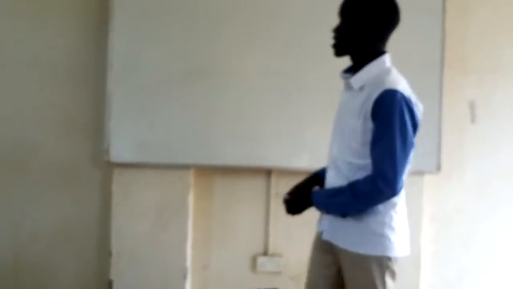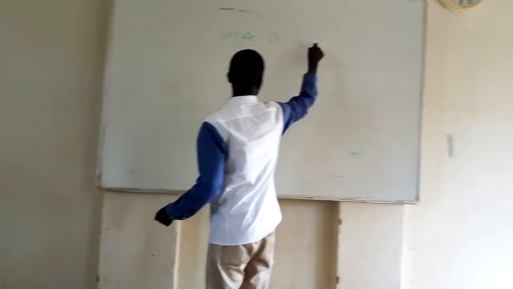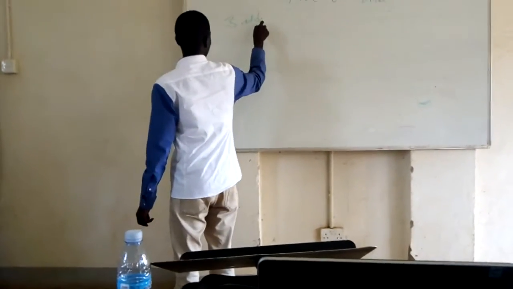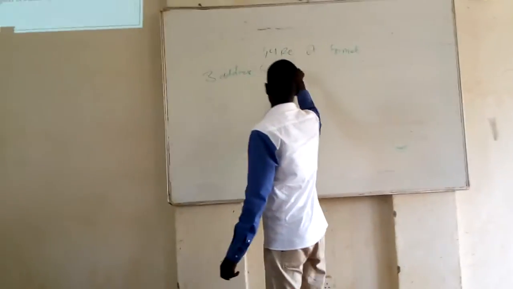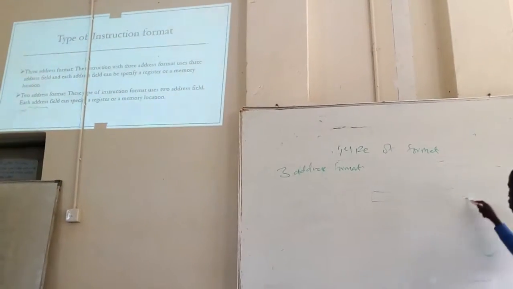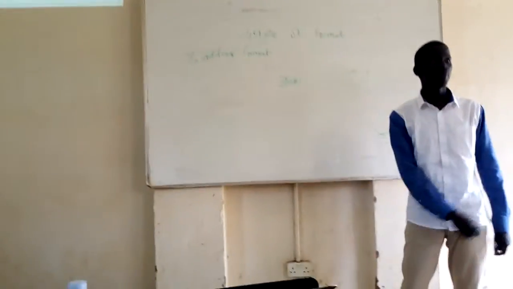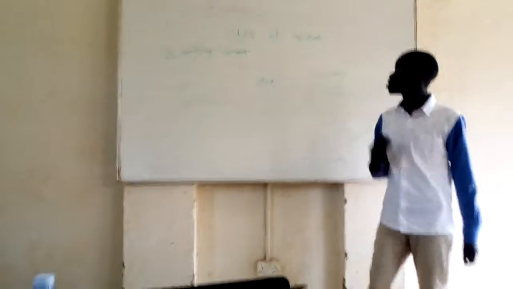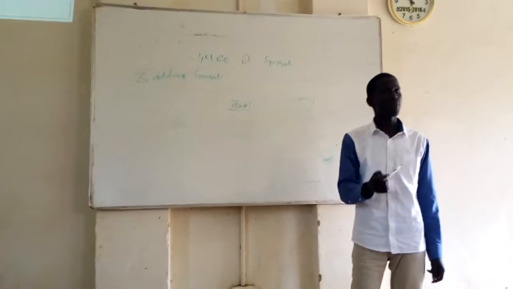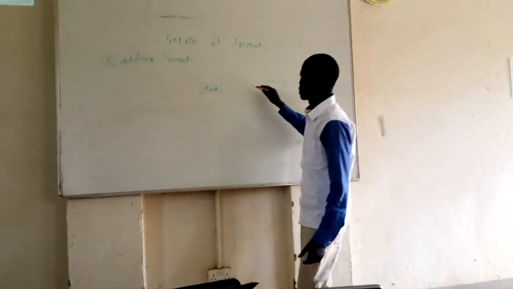Now the first instruction type from instruction format, the first format we're going to share with you is the 3 address format. Now, I gave you how the instruction is being formatted using 2 addresses. Now, here is where your opcode comes in, the operation code. The first type of instruction format we have is the 3 address format. The 3 address format uses 3 registers or memory locations in formatting each instruction.